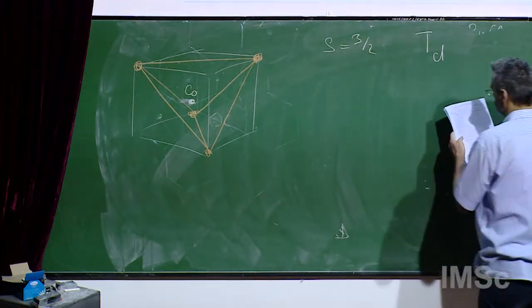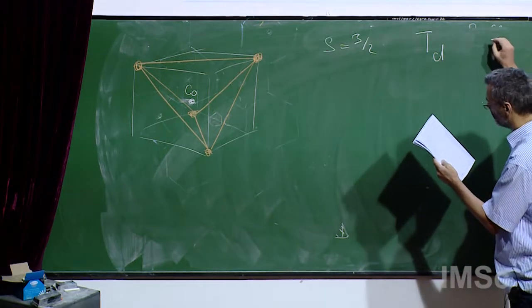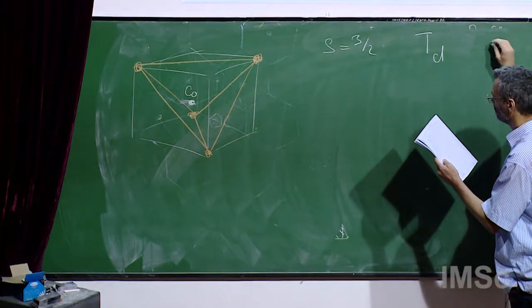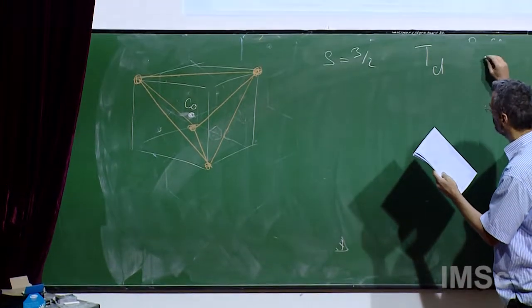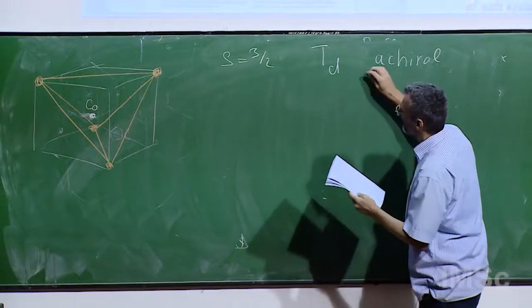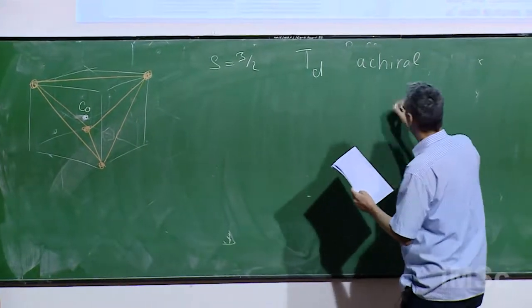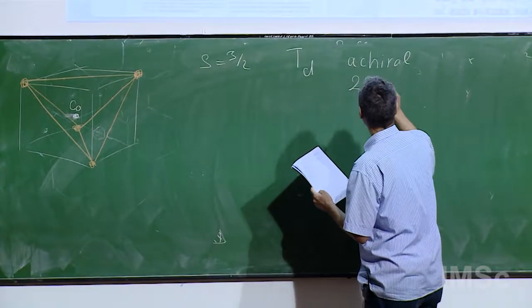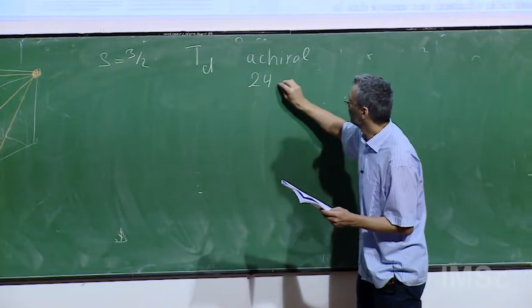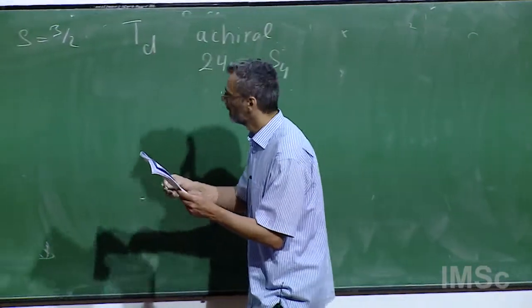The Td is the so-called achiral tetrahedral group or full tetrahedral group. Achiral because we will include also the mirror symmetries. It has 24 elements. And in fact, it is isomorphic to the S4 symmetry group.